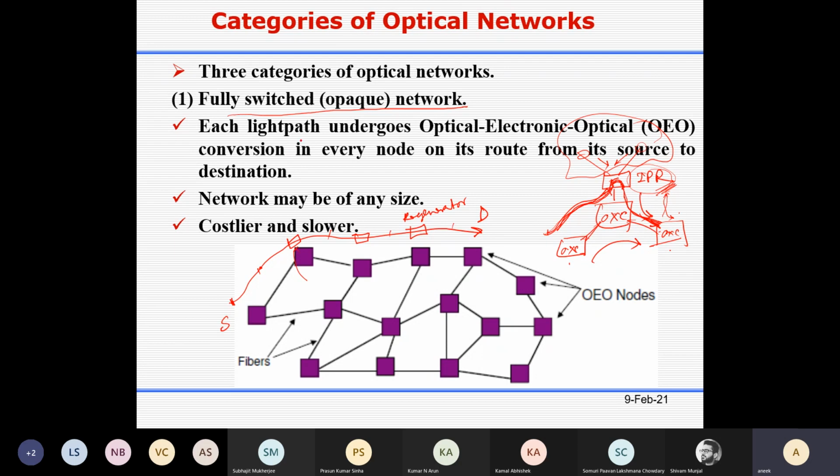Anyway, for an opaque network, you have to set up a source to destination light path. Since your network is an opaque network, for every node you use an edge regenerator. Then it's an opaque network. The network may be of any size, because you are using regenerators, so you can go any number of hops, because every time the signal is refreshed.